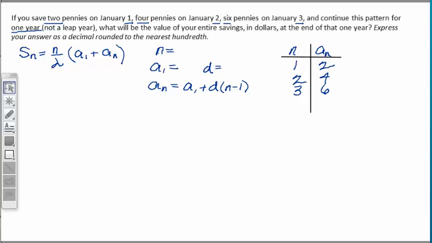So that means we're going to put it in terms of money. That's why we're doing it to the nearest hundredth, because we're putting it in terms of money. So help me out here. I'm looking for n. Can anybody tell me what n is going to be?